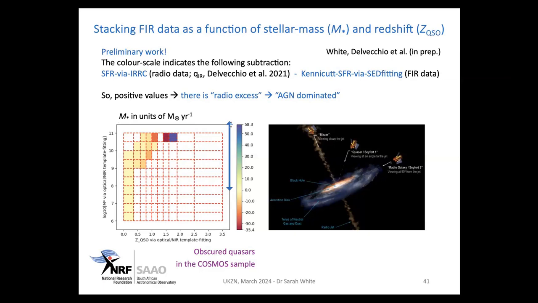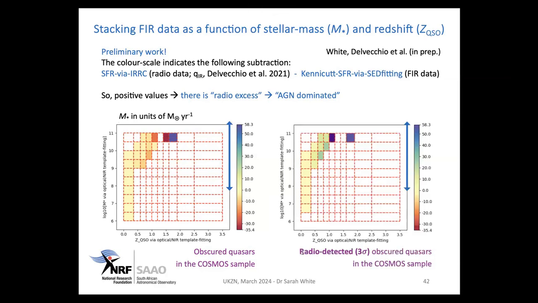But this picture changes dramatically if we then apply a radio detection threshold to our sources. So if we only consider the sources detected at a 3 sigma level, so remember, this is deep MeerKAT data, and we're still struggling to detect all of these optically near-infrared selected sources. If we consider just those radio detected quasars, then all but 1 of the grid points are consistent with the AGN dominated explanation. And so we can see, again, the selection criteria we apply is quite vital in terms of the conclusions we draw.